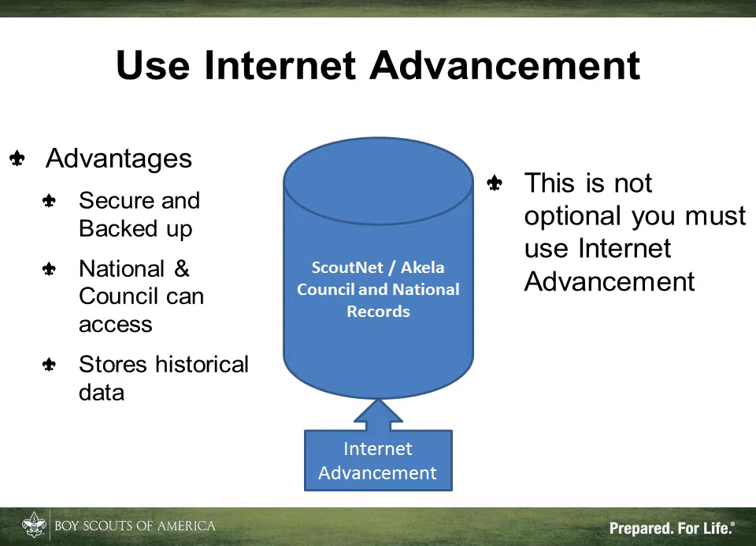And it's not optional. You have to use it, and so this is going to be part of your life, Internet Advancement. If you don't have access and don't know how to get access to Internet Advancement, we do have a separate training on it. Contact your district executive, and they can step you through using Internet Advancement, and they'll give you a password to get into the system. Each unit is assigned one password to get into Internet Advancement.